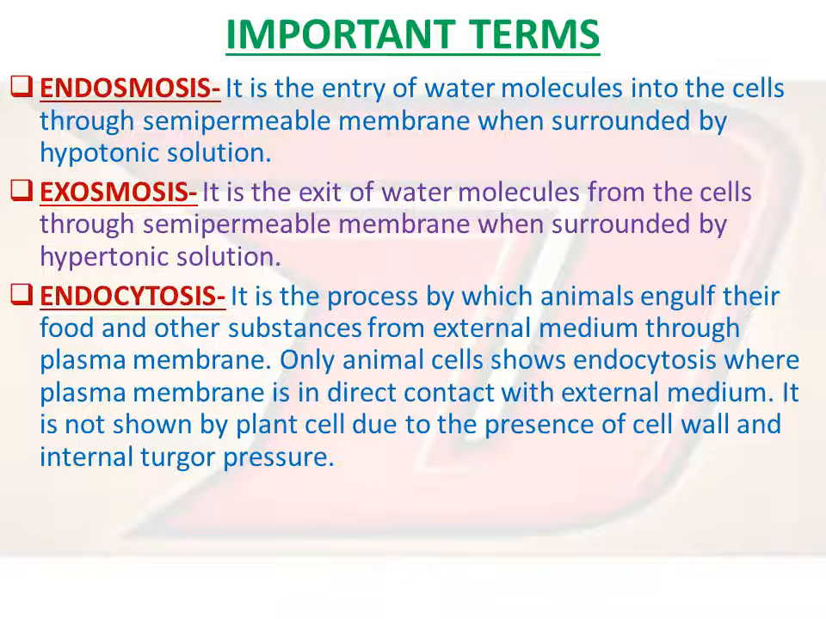Endocytosis. Endo means again inside. So it is the engulfment, means directly engulfing the food and other substances from external medium through plasma membrane. Only animal cells show endocytosis, where plasma membrane is in direct contact with external medium. Why is it so? Because animal cells do not have cell wall. So here the outermost layer is of plasma membrane only. So this endocytosis occurs only in the animal cells. Okay, it is not shown by plant cells due to the presence of cell wall and internal turgor pressure.